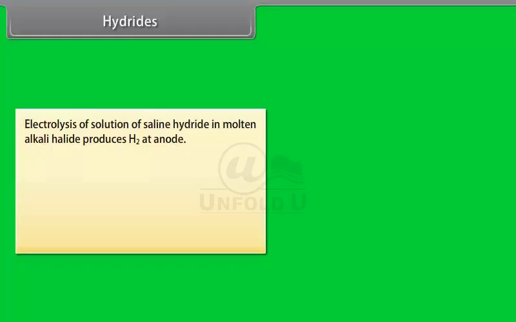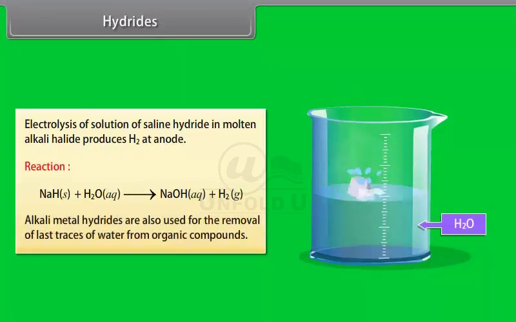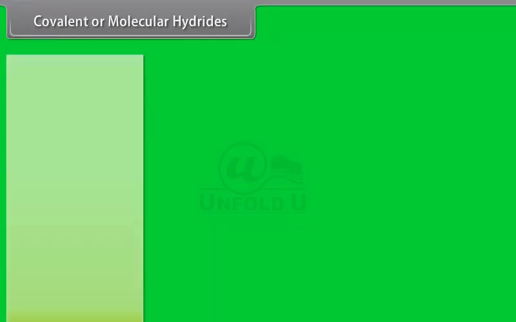Electrolysis of solution of saline hydride in molten alkali halide produces H2 at anode. The reaction is given as alkali metal hydrides are also used for the removal of last traces of water from organic compounds. Covalent or molecular hydrides.